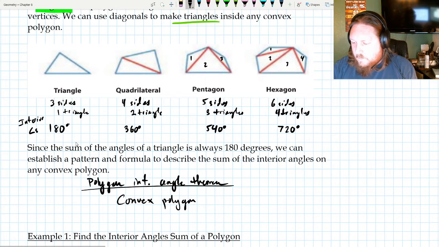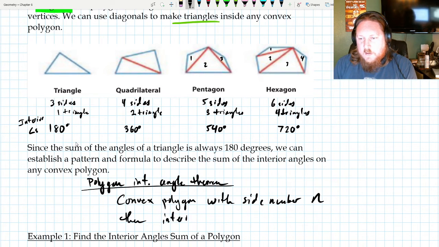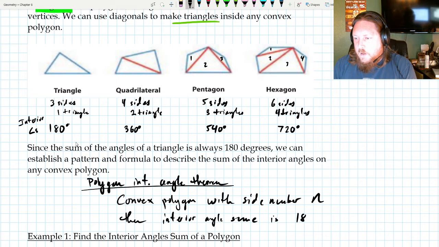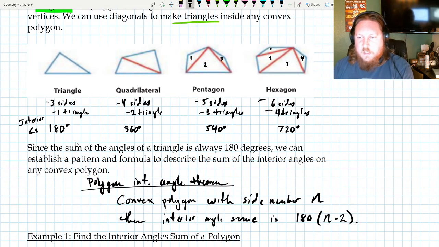A convex polygon with side number n, so the n is the number of sides, then the interior angle sum is 180 times, well, let's take a look here at all the patterns. 3 sides, 1 triangle. 4 sides, 2 triangles. 5 sides, 3 triangles. 6 sides, 4 triangles. You see how you're subtracting 2 each time? You just take the number of sides, subtract 2, and then you multiply it by 180. And that's the sum of your interior angles.